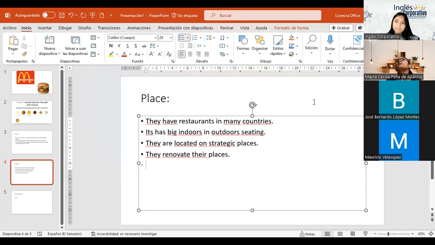For the transportation, we say they use a lot of delivery apps. Okay, ellos están en varias apps. ¿Cómo puedo decir? Delivery service available. Delivery service. It's correct. Delivery service. Okay.